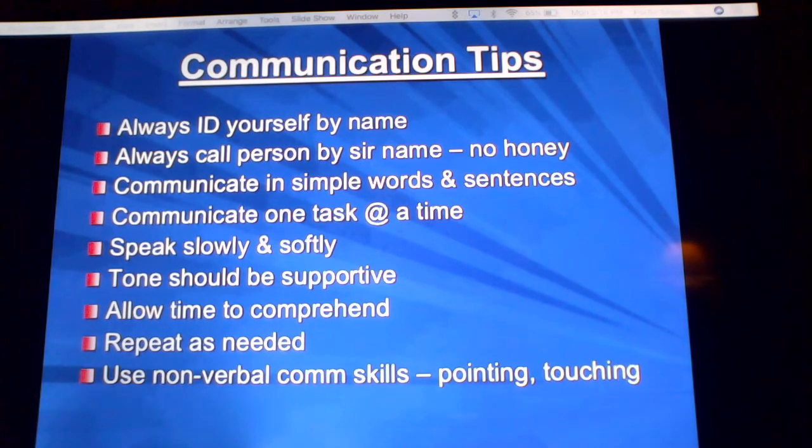We want to communicate in simple words and sentences. Remember, they're having difficulty processing things. We want to communicate one task at a time. Speak slowly and softly. Our tone should be supportive. We want to give them some time to comprehend things. Again, we give them maybe 10, 15 seconds, maybe 20 seconds. If they can't or are not responding, we want to rephrase what we said. Repeat as needed. We want to use nonverbal communication skills such as pointing and touching. Again, remember, communication involves words, but it also involves eye contact, facial expressions, pointing, things like that.